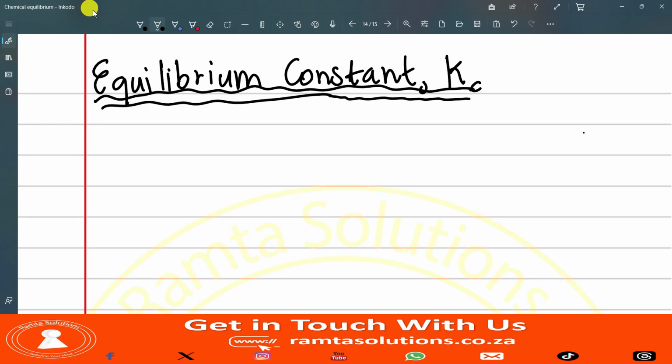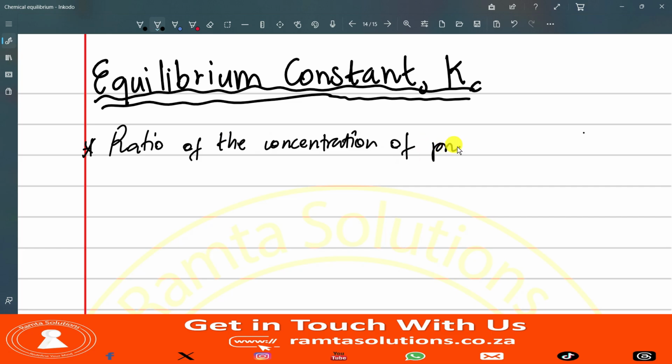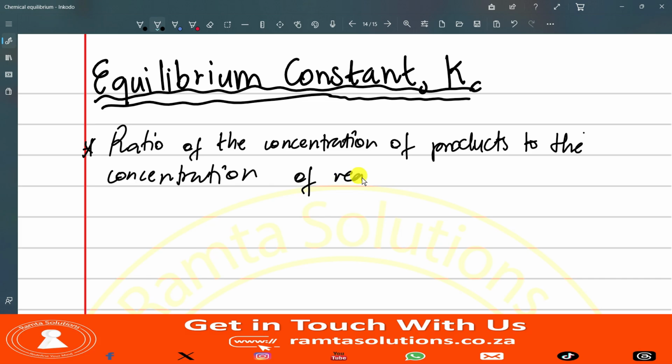Today, we are looking at the equilibrium constant. So, without any waste of time, what is the equilibrium constant? This is the ratio of the concentration of products to the concentration of reactants. We say it is the ratio of the concentration of products to the concentration of reactants.